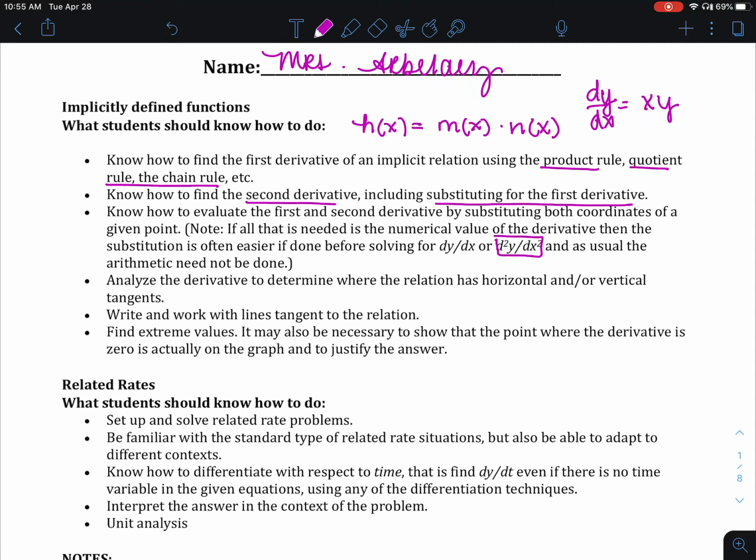Analyze the derivative to determine if the relation has horizontal or vertical tangents. This is where we have some sort of rational function, so we're looking for the numerator to equal 0 or the denominator to equal 0, depending on whether it's horizontal or vertical.